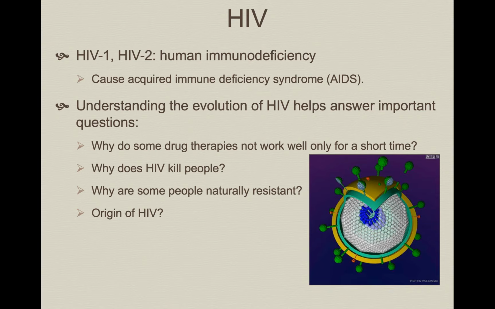We'll then address the question, why do some people show some natural resistance? And what does that mean for future populations? And then we'll also look at how we can use phylogenetics to understand the origin of HIV, and how we can use phylogenetics to understand patient transmission.